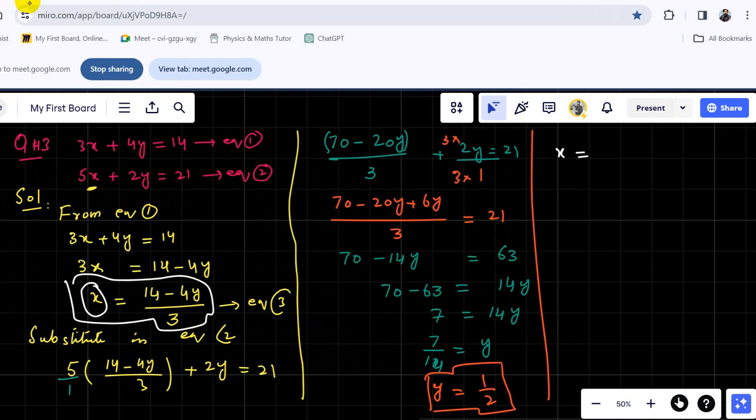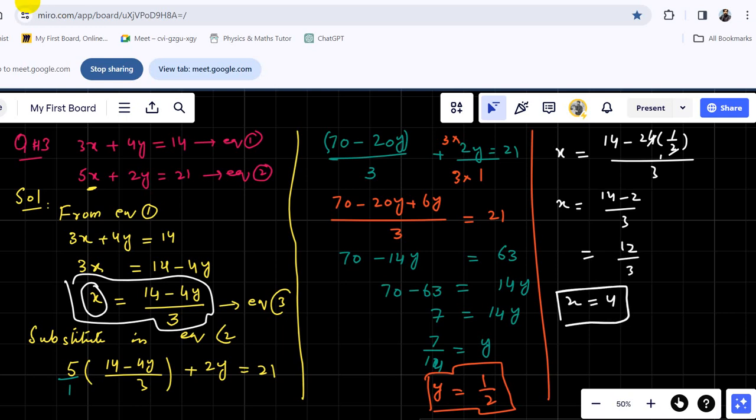Now, x is equal to 14 minus 4 into 1 upon 2, upon 3. So this 2 into 2. So this is now 14 minus 2 upon 3, which is 12 upon 3, which is 4. So this question was again from the past papers.